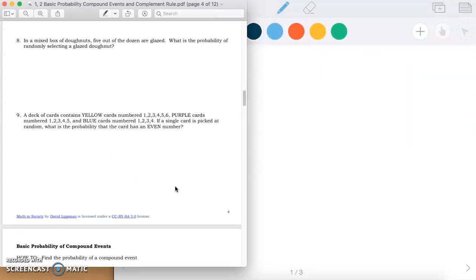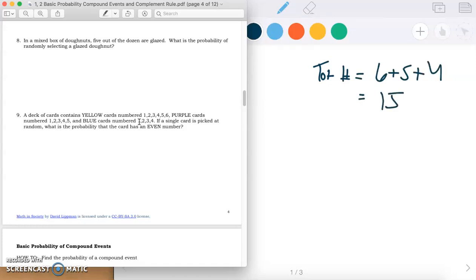A deck of cards contains yellow cards numbered 1, 2, 3, 4, 5, 6, purple cards numbered 1, 2, 3, 4, 5, and blue cards numbered 1, 2, 3, 4. If a single card is picked at random, what is the probability that the card has an even number? Interesting. So we have a lot of numbers here. We have 6 plus 5 plus 4 total cards, right? So the total number of cards equals 6 plus 5 plus 4, which is 15.